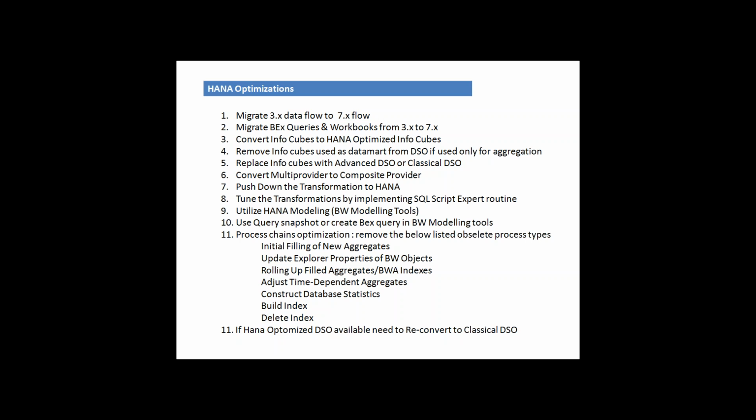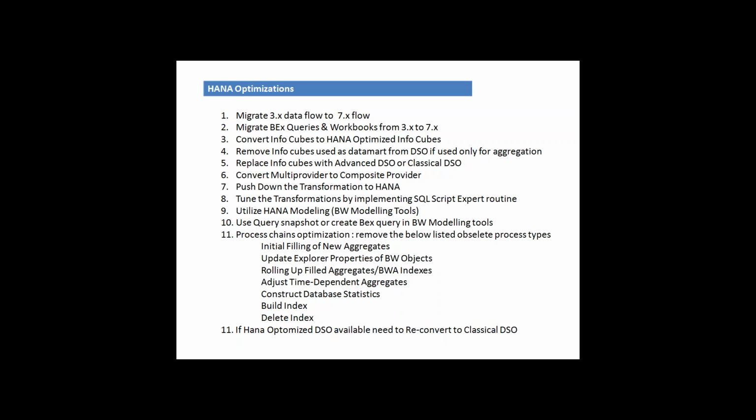And then convert cubes to unoptimized cubes and remove cubes if they are used as a data mart for DSO, if used only for aggregation. I told you, you'll be eliminating cubes at the top if they're used only for aggregation. Then if you have to use cubes, you can replace InfoCubes with advanced DSO. You know about advanced DSO like a cube? But if there is a cube with 120 characteristics, I can convert it to advanced DSO. But if it's more than 120, I can't handle it, because in a cube, all characteristics must be primary key. And what is the maximum number of key fields, primary key characteristics, you can have in advanced DSO? Only 120.